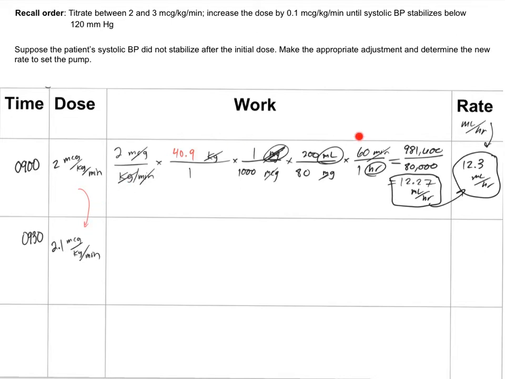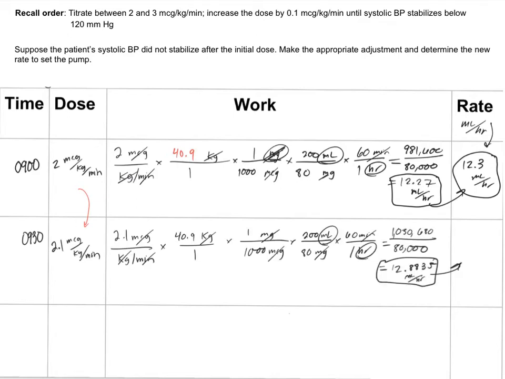Now what I need to do is to go and reset the pump. So what's that going to mean? That means I need to redo my dimensional analysis. So what I'm going to do is pause the video, and I'm going to redo the dimensional analysis, but not with 2 micrograms per kilogram per minute, but with 2.1. So I went ahead and started with my dose of 2.1 micrograms per kilogram per minute, and I followed the same steps. I multiplied by the patient's weight, I converted micrograms into milligrams, then used the strength of the bag to go into milliliters, and finally converted minutes into hours.